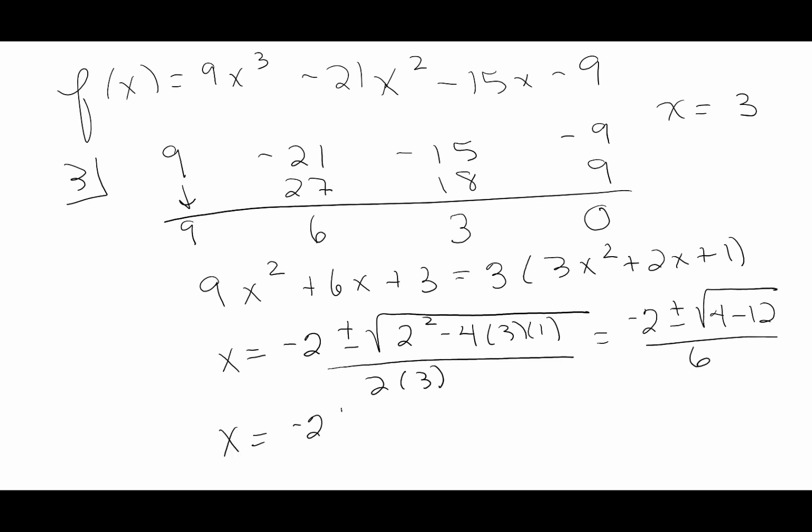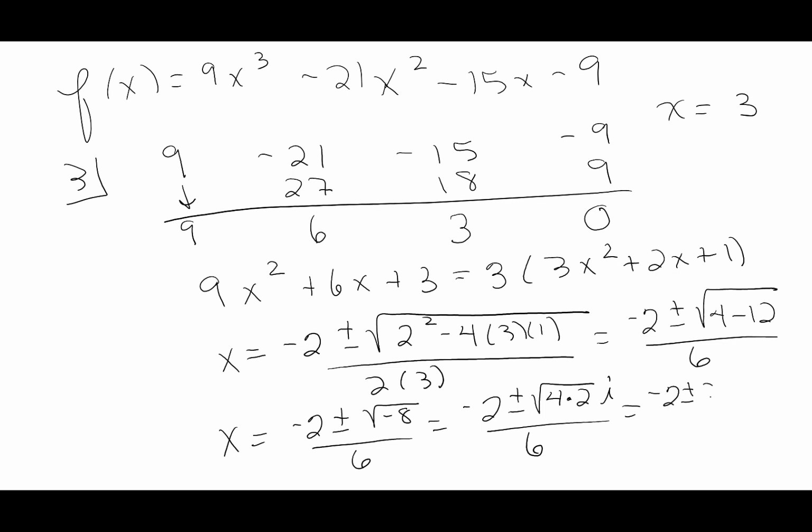That gives me negative 2 plus or minus. When I do 4 minus 12, I get negative 8 under the square root over 6. This is negative 2 plus or minus. Let's say that negative 8 is 4 times 2, and let's take that negative 1 outside as an i, still over 6. Square root of 4 is 2, so I have negative 2 plus or minus 2 square root of 2, i over 6. Since everything is a multiple of 2, I can divide 2 into each of them. So this gives me a 1, this gives me a 1, and in the denominator I get a 3. I'll write it over on the left.